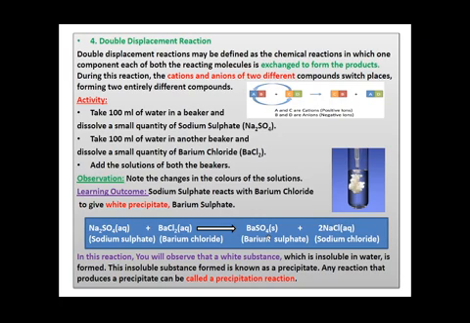So there is an exchange of cations and anions between two compounds, and this is an example of double displacement reaction because the displacement is taking place twice. That is why it is known as double displacement reaction.